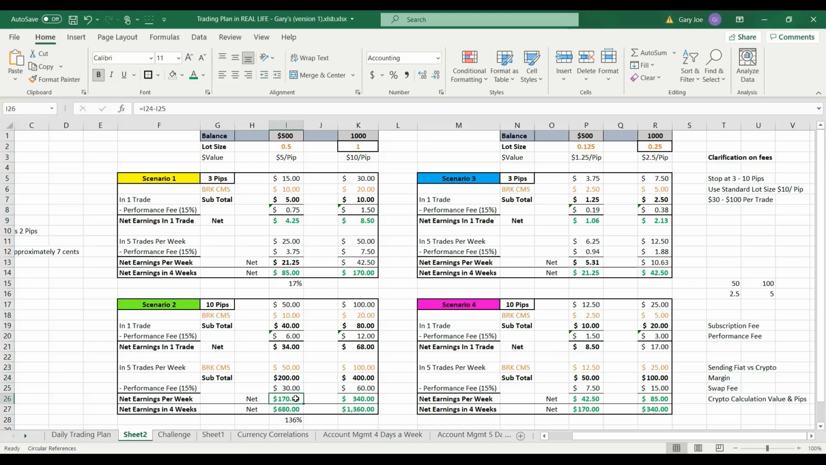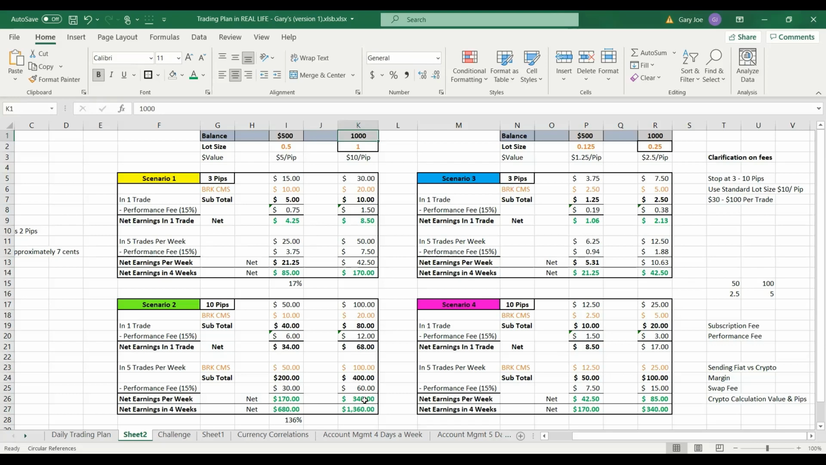Now, after 4 weeks, all we're doing is multiplying this times 4. After 4 weeks, you earn $170 each week, so on top of your $500, you would now have an additional $680 after 4 weeks. And these are the numbers for a person who has $1,000 in their account.